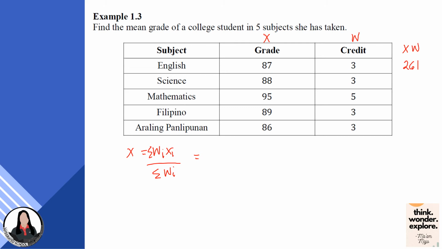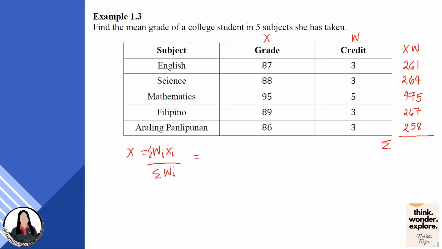So, I hope you are using your calculators too in solving this para mas masanay kayo. So, this is equivalent to 264. Next, 95 times 5, that is 475. And 89 times 3, we have 267. And 86 times 3, that's 258. Okay? Now, meron ka ng values ng x, w. Now, ang kailangan mo kasing hanapin is the summation of the product of all the values of x and w. So, therefore, kuhanin nyo ang summation nito or yung total.